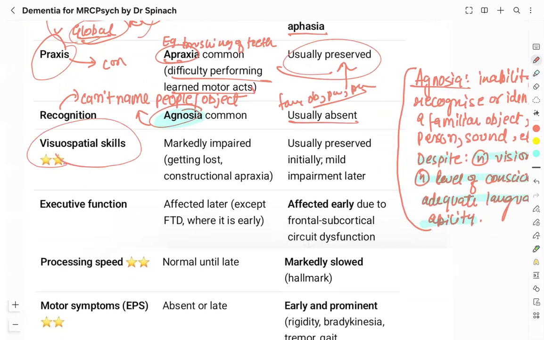Visuospatial skills here would be markedly impaired. For example, the patient would get lost and constructional apraxia would also be seen. What do you mean by constructional apraxia? They ask a person to draw, like we do in the MMSE, two intersecting pentagons, and ask them to copy it. Yes, not able to copy the object. Well, copying was also seen with agnosia.